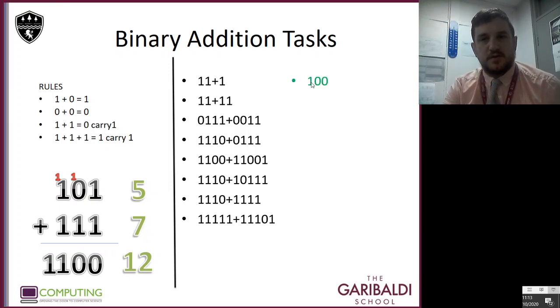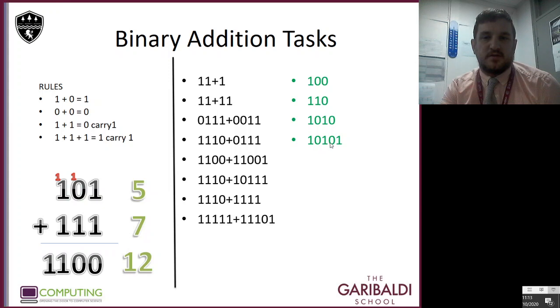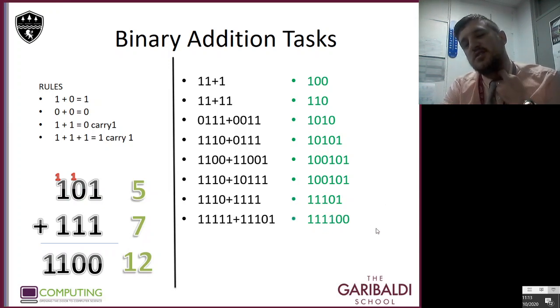So the first one should have been 1 0 0. If you've got any zeros in front of it, that's fine. If you've got any additional 1s in front of it, it's wrong. So the next ones should have been 1 1 0, 1 0 1 0, 1 0 1 0 1, 1 0 0 1 0 1, 1 0 0 1 0 1, 1 1 1 0 1, 1 1 1 1 0 0. So give yourself a mark.